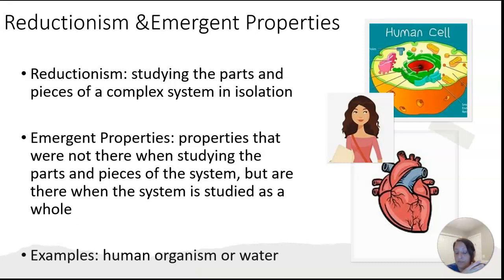Another example is water, right? So if we were to just look at water, water is made up of oxygen and hydrogen. Okay, H2O, 2 atoms of hydrogen, 1 atom of oxygen. If we were to take apart that molecule of water and look at the individual atoms, hydrogen is a gas. Oxygen is a gas. But when we put those together in the right ratio, you end up with water, which can be a liquid, a solid, or a gas, depending on temperature. So that's an emergent property. When you put those parts and pieces together, you get something new, something else.